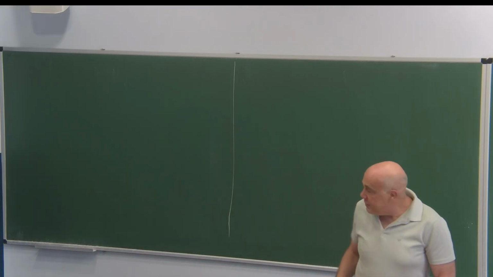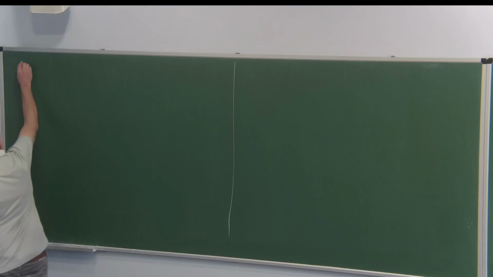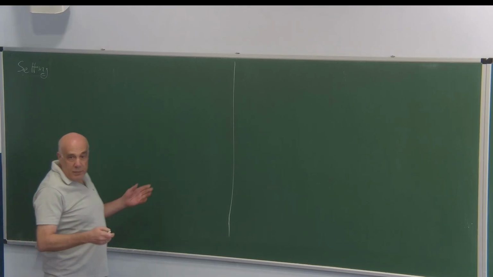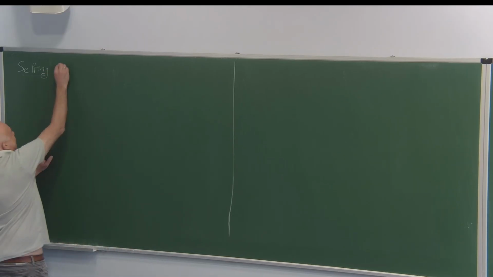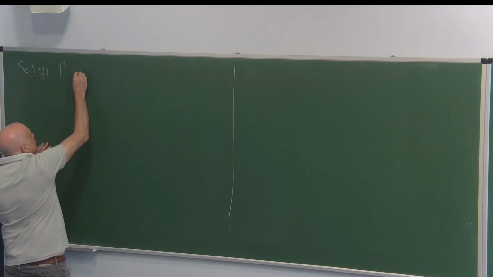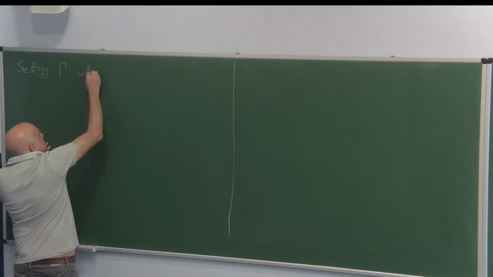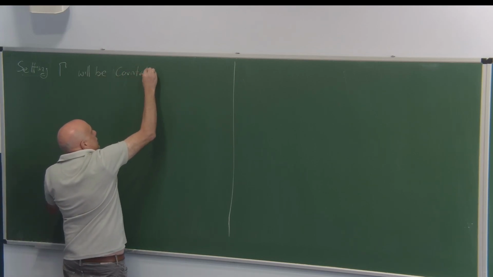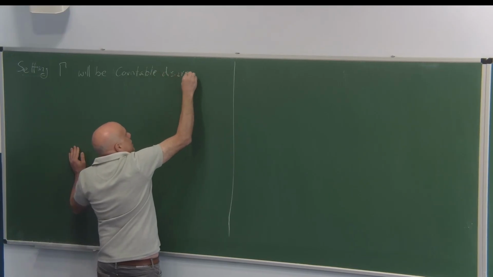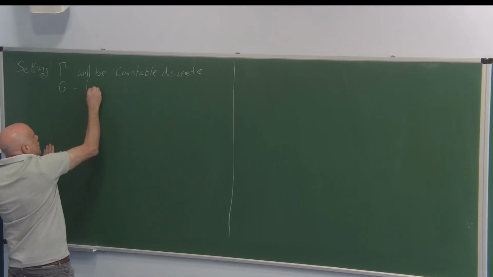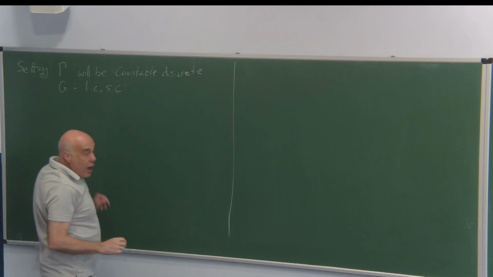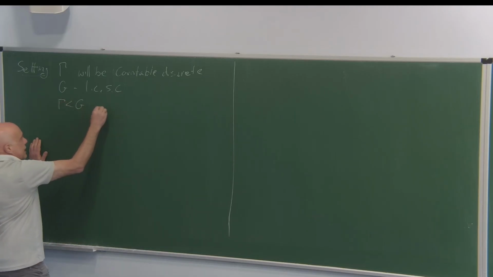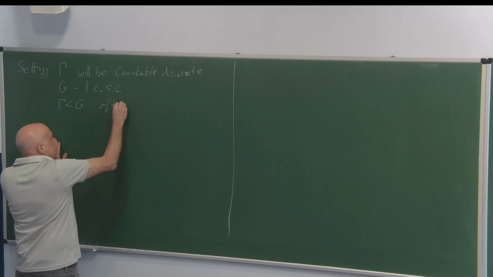Good, so let me start a bit with the setting. Well, it's all about groups, so gamma will always denote a countable discrete group. G is locally compact, second countable, and we will often be interested in the setting where gamma inside G is a lattice.